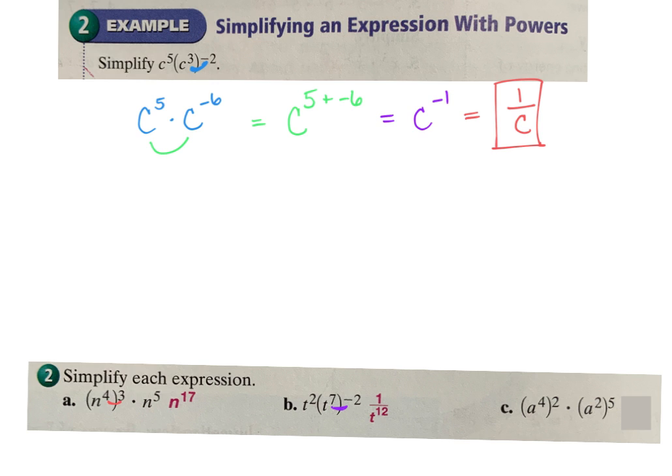And then for the last one, you want to simplify them individually. So this would be a to the 8th, a to the 10th, and then you're going to add those because you're multiplying like bases to get a to the 18th. A to the 18th. Questions on that one?